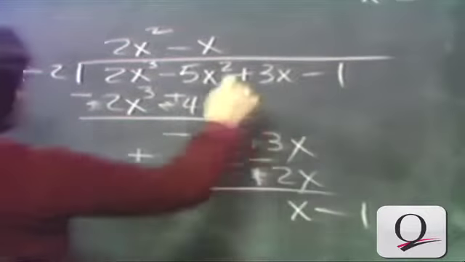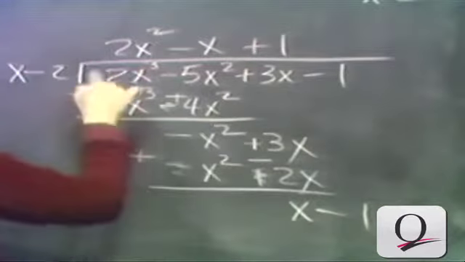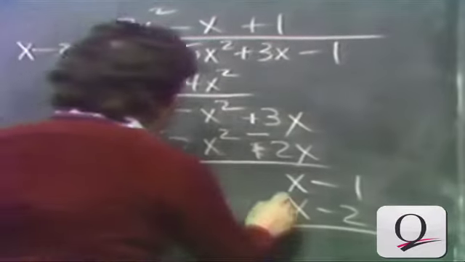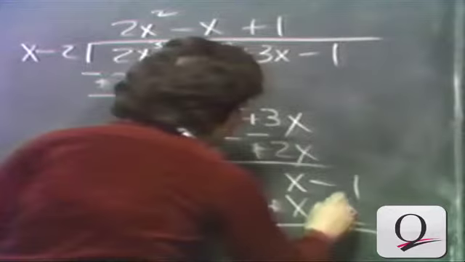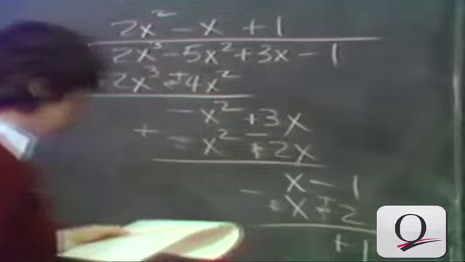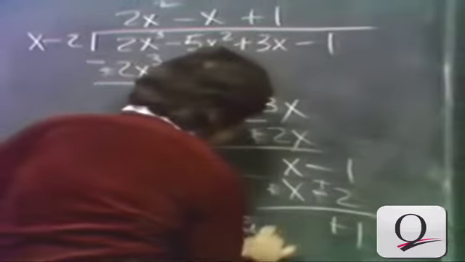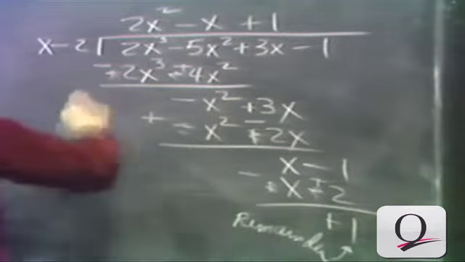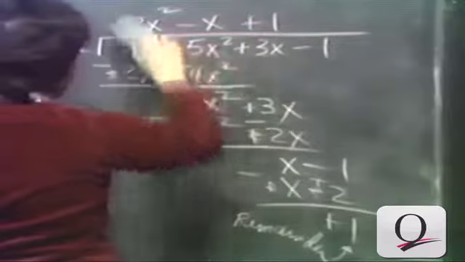How many times does x go into x? Of course, just once. We multiply 1 times x − 2, giving us x − 2. We subtract, which means we change the signs and add. Minus 1 and the plus 2 gives us a remainder here of plus 1. This is the remainder. So we have this plus that remainder. Okay, let's do another long division, a slightly more complicated one now.